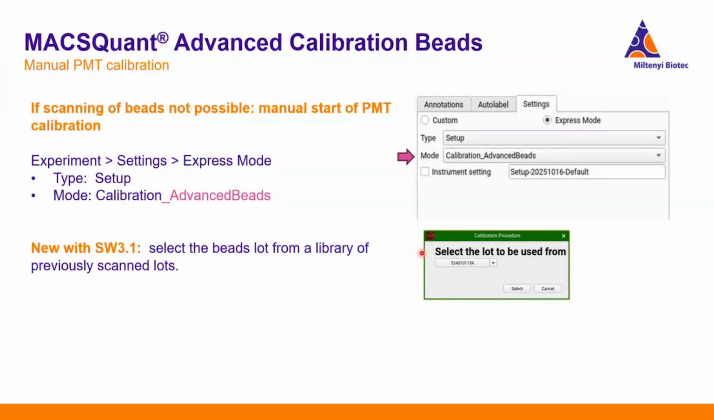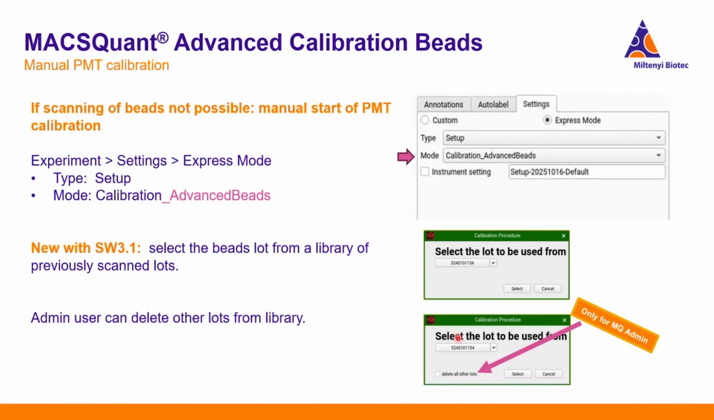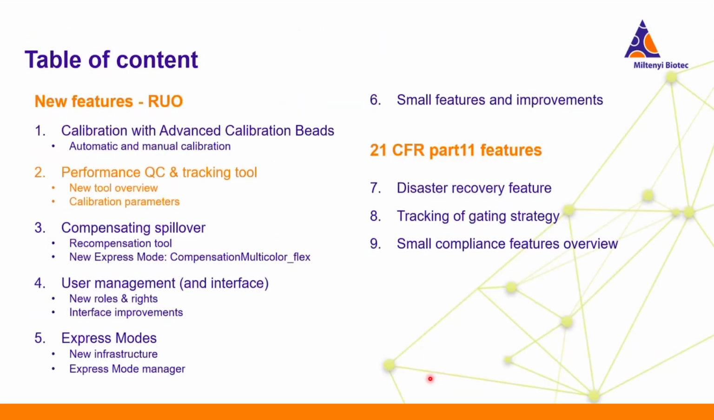Since this list gets longer every time you scan a new bottle, there is a way to clean up, and this can be done by MACSQuant admin users. So you need this access right, but then this admin user can delete the not used bead lots from the machine so that the list is not getting longer and longer. And this is already it for the first section.